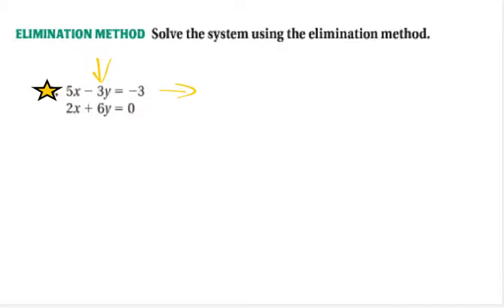So I'm going to take this first one and multiply it by 2. If I multiply that whole thing by 2, I get 10x minus 6y equals negative 6. And the second one, I'm just going to take exactly the way it is: 2x plus 6y equals 0.